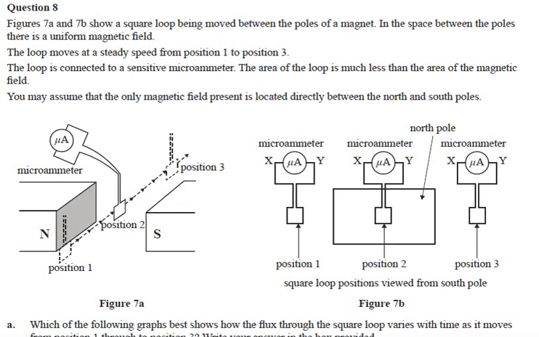So this is a generation question, electricity generation. What we've got for this question is a loop of wire, which is being dragged through from position 1 to position 2 to position 3, between the north and the south pole of this magnet. Connected to this is a sensitive micrometer, ammeter, so that is just to measure the current that it makes.